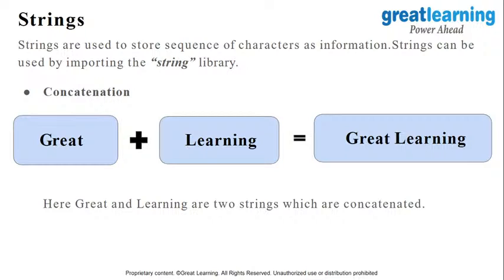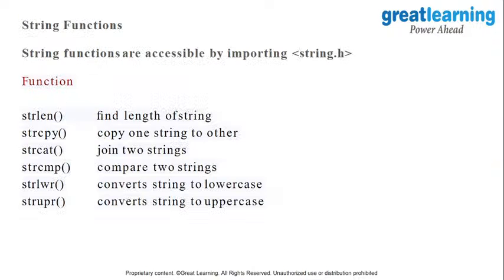Okay, Mahesh, so strings are used to store a sequence of characters as information. Strings can be used by importing the string library. There are some operations that you can perform on strings. There is strcat, which means you are performing a concatenation operation. So Great plus Learning equals Great Learning. Here Great and Learning are two strings which are concatenated together. These are some string functions, which can be accessed by importing the string.h library, which contains all these functions, and you just use them.